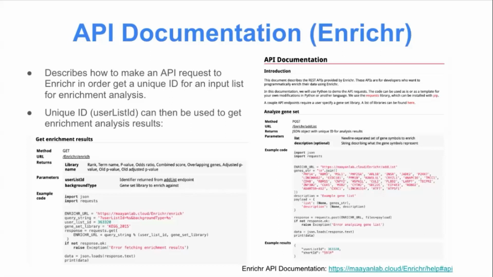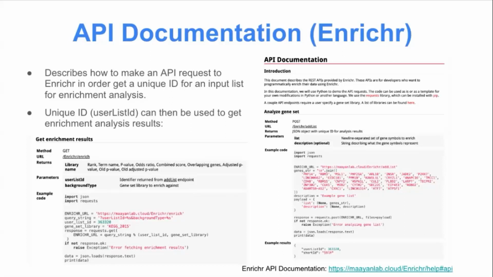For most API documentations, each of the requests would also give you a format of what the response would be. So here we see the example results would be containing the unique ID of this added gene set, which you can then use to get the enrichment analysis results.